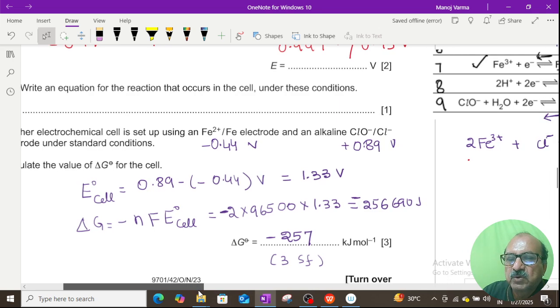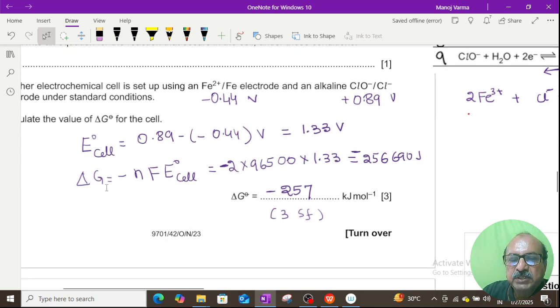Fe2+ Fe electrode is minus 0.44, that you can see from the table, and so the E naught value is 0.89 minus of minus this, which gives you 1.33 volts. And using this formula, delta G is minus nFE naught cell. n is 2 because there are 2 electrons involved. This is the Faraday constant, and the E naught cell, you multiply, you will get the answer in joules.